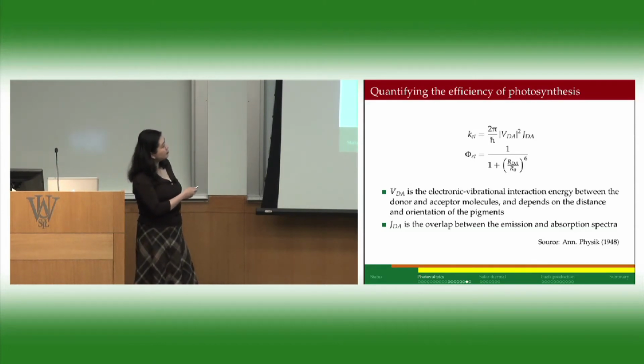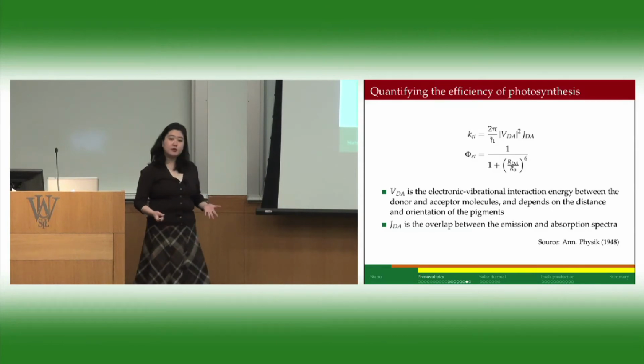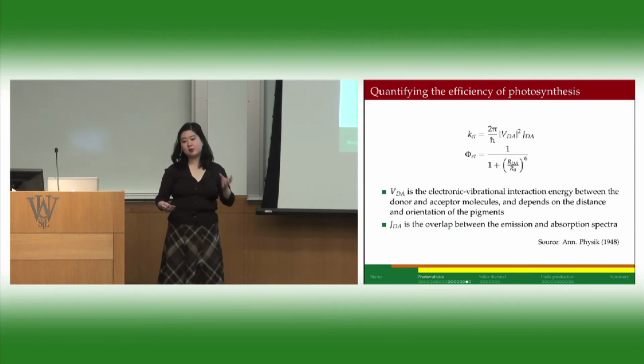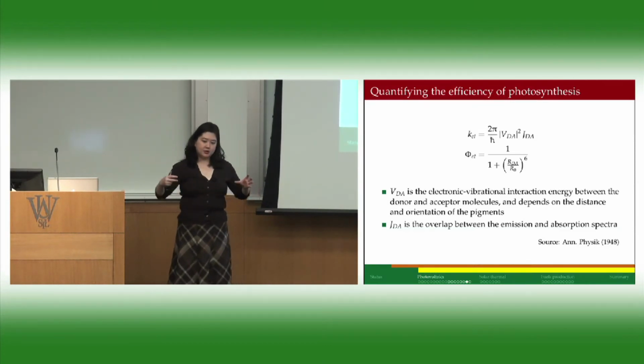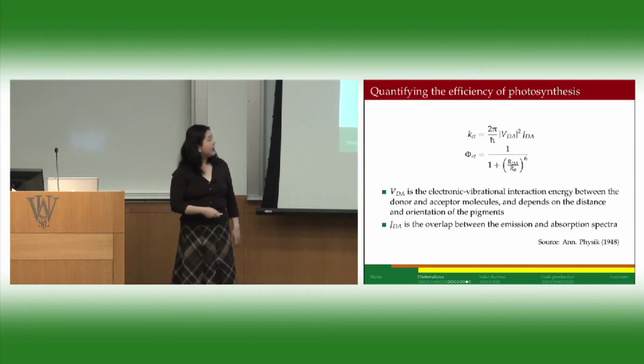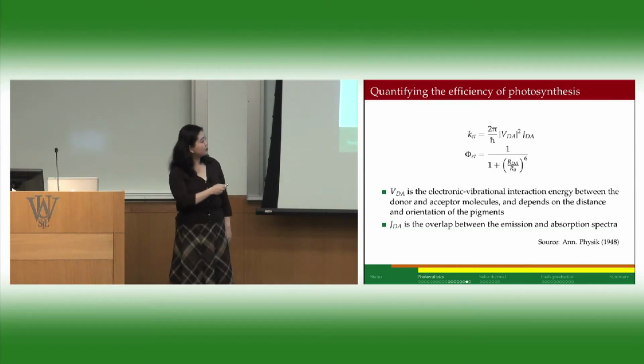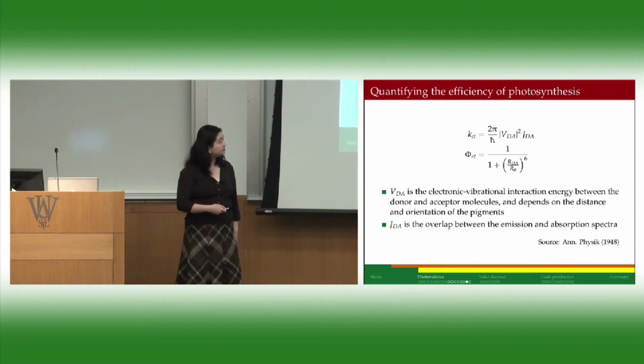This is the rate of the energy transfer: 2 pi over h bar is just a normalization constant. This V_DA is what we call the electronic vibrational interaction energy. We can calculate this if we know where our pigments are in the system. We know our donor, peridinin, and our receptor, chlorophyll, and we look at how far apart they are and how they are oriented relative to each other. We can calculate this interaction energy between them.